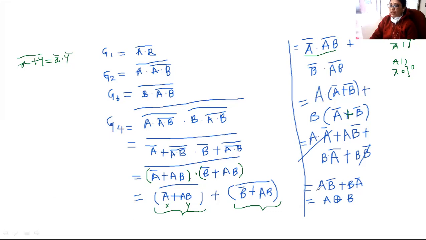And finally what we get? We get A dot B bar plus B dot A bar, which is nothing but the Boolean expression for XOR gate. And we indicate XOR operation by plus circle. And hence the circuit we have drawn works as a XOR gate.